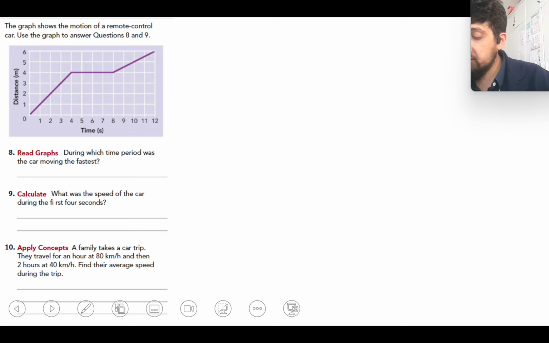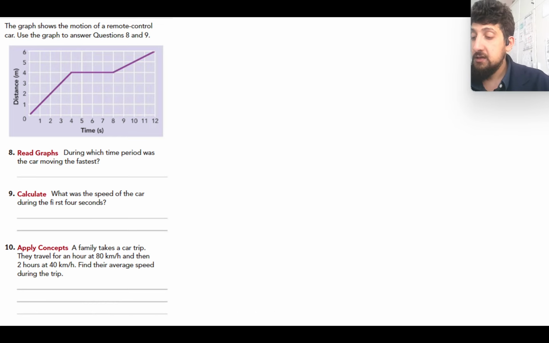Moving on. So here we've got a graph, and it says the graph shows the motion of a remote control car. Use the graph to answer questions 8 to 9. During which time period was the car traveling the fastest? So we're just talking about that.